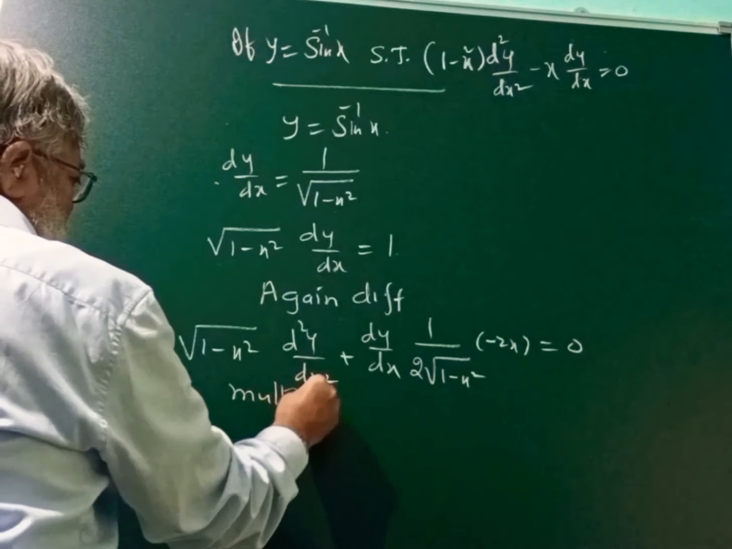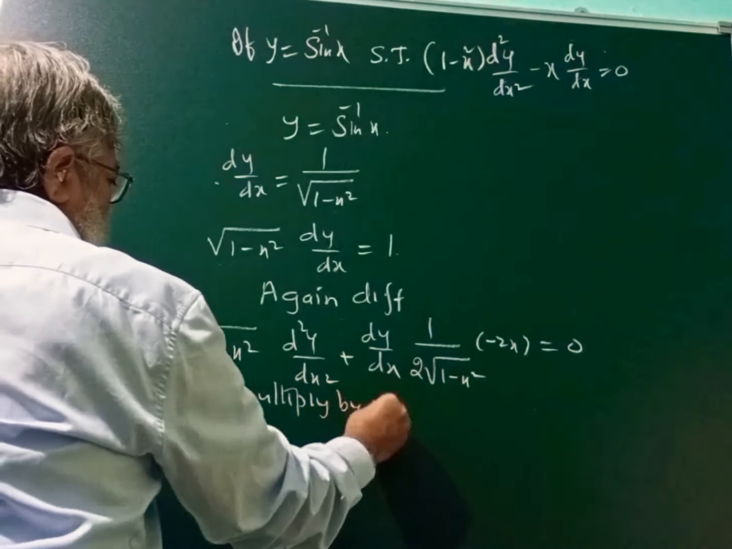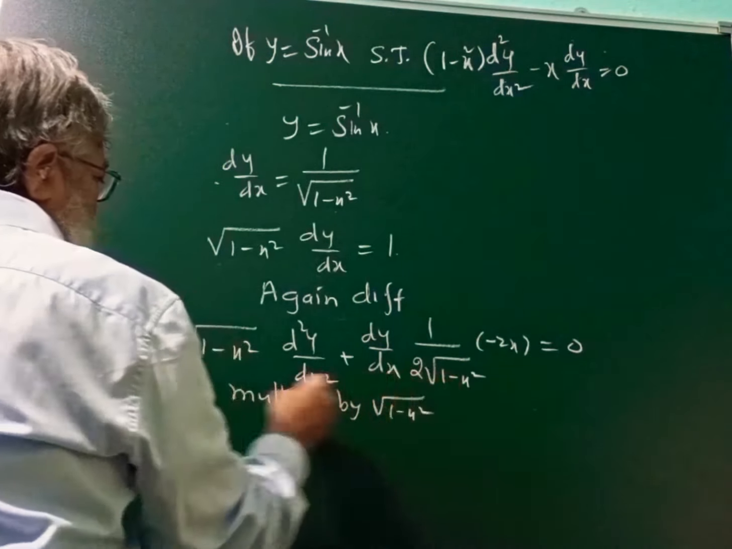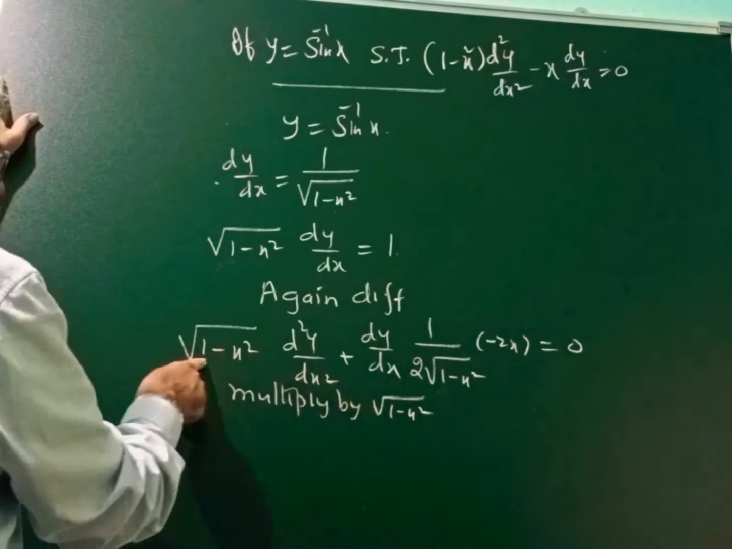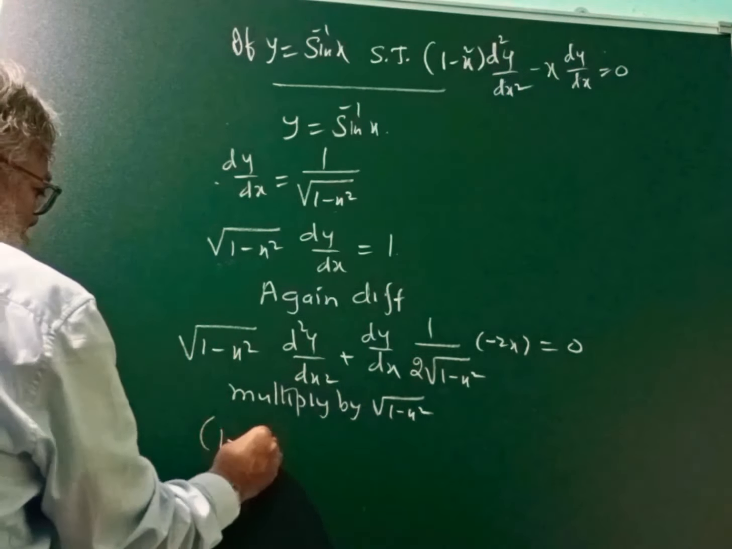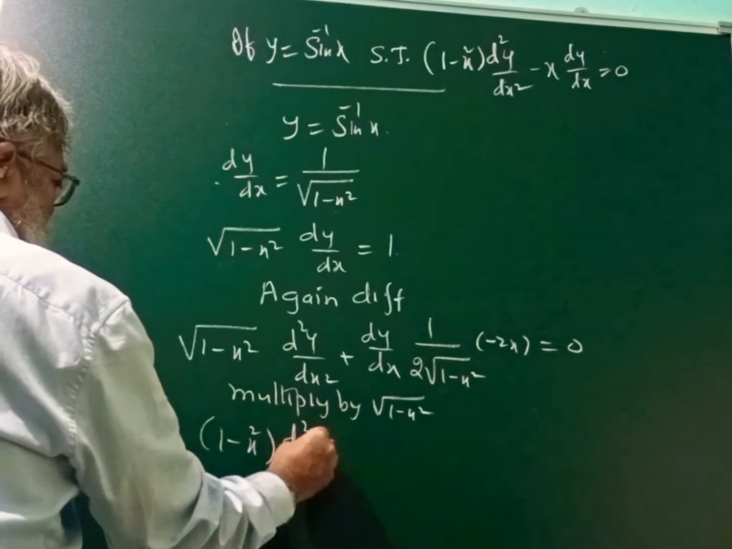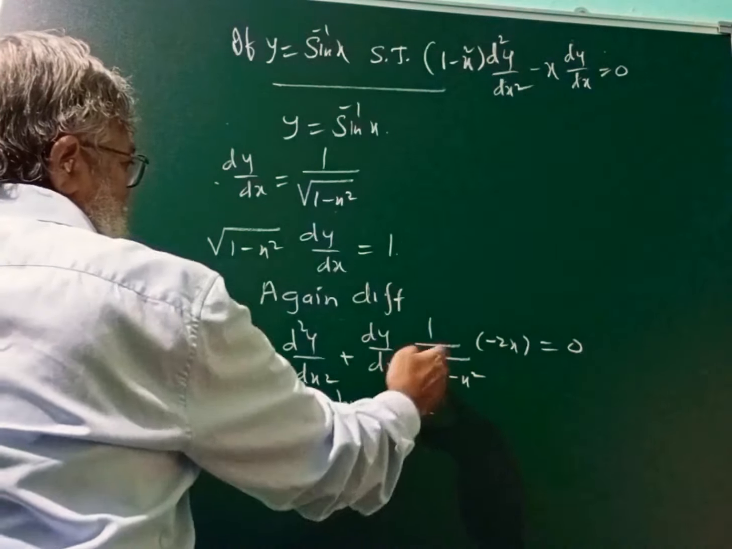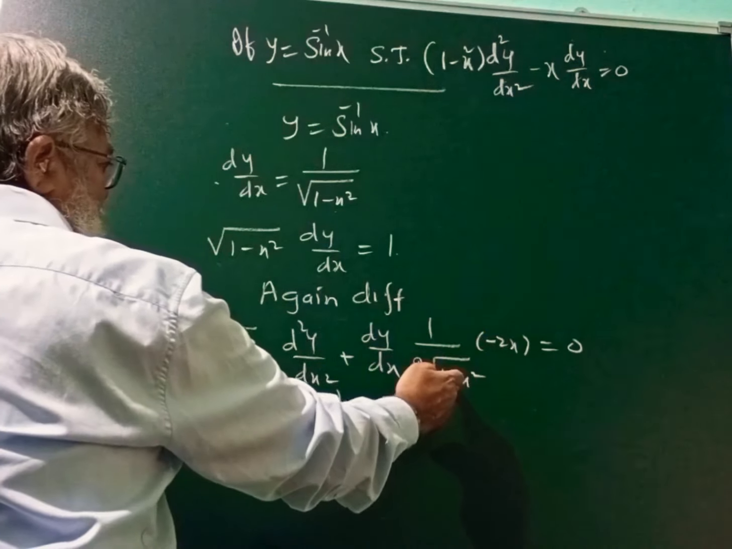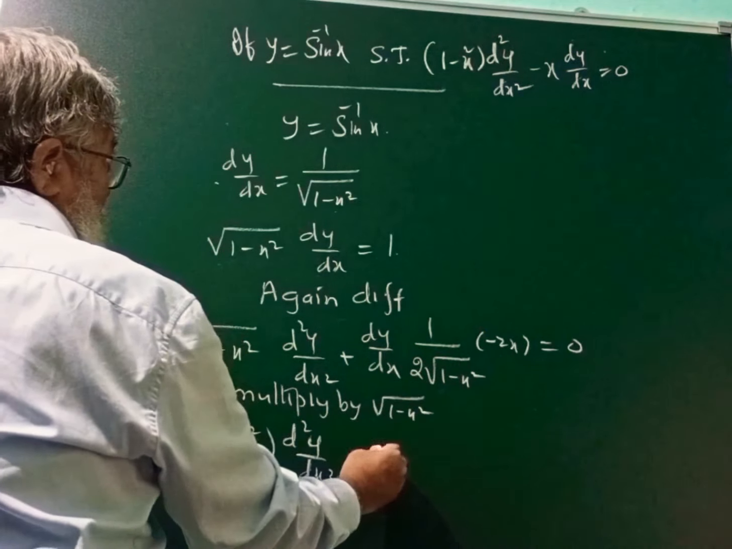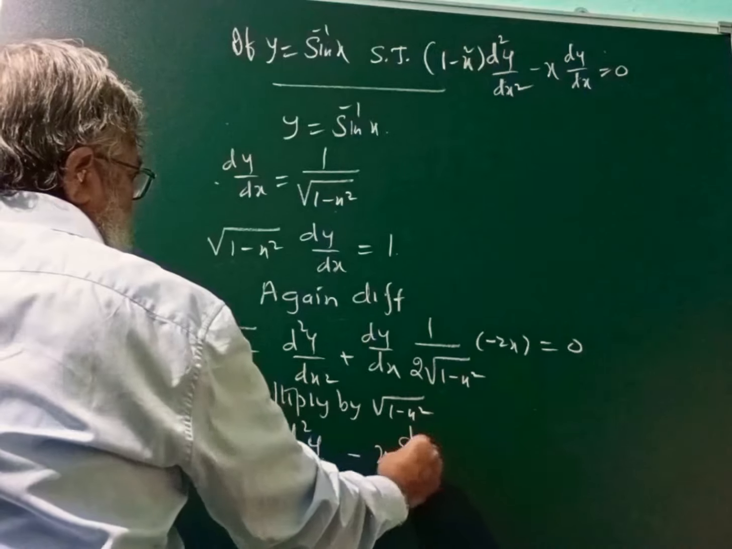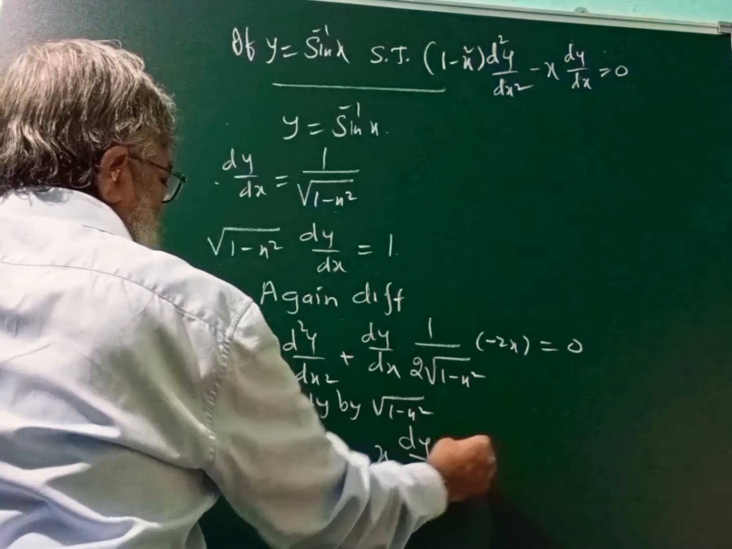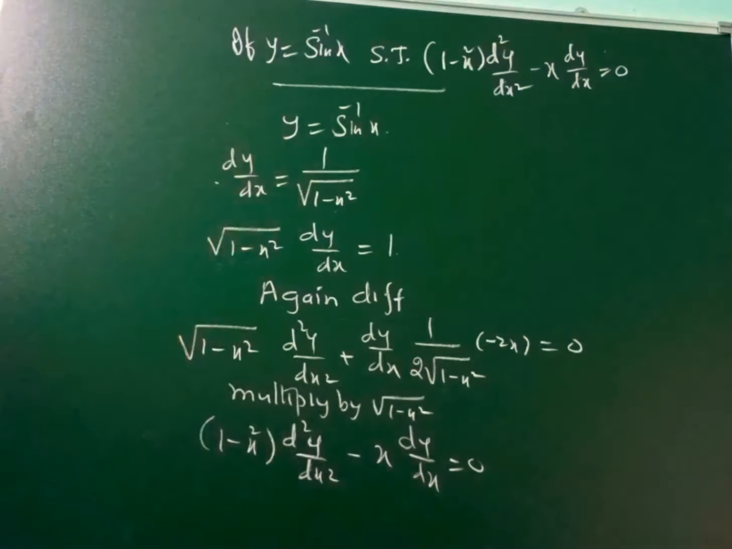under root 1 minus x square. So, because of this the square root will be removed. It is 1 minus x square into d square y by dx square, and here this 2 cancels with this 2, this is already multiplied, minus x into dy by dx is equal to 0, which is the required result.